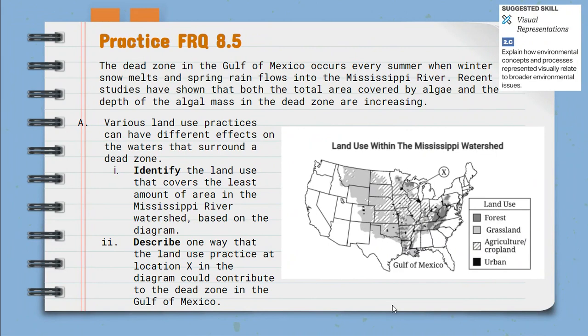So now that brings me to our little practice FRQ for 8.5. Here it states the dead zone in the Gulf of Mexico occurs every summer when winter snow melts and spring rain flows into the Mississippi River. Recent studies have shown that both the total area covered by algae and the depth of the algae mass in the dead zone are increasing. Here it states various land use practices can have different effects on the waters that surround a dead zone. Identify the land use that covers the least amount of area in the Mississippi River watershed based on the diagram to the right, and describe one way that that land use practice at location X in the diagram could contribute to the dead zone in the Gulf of Mexico.